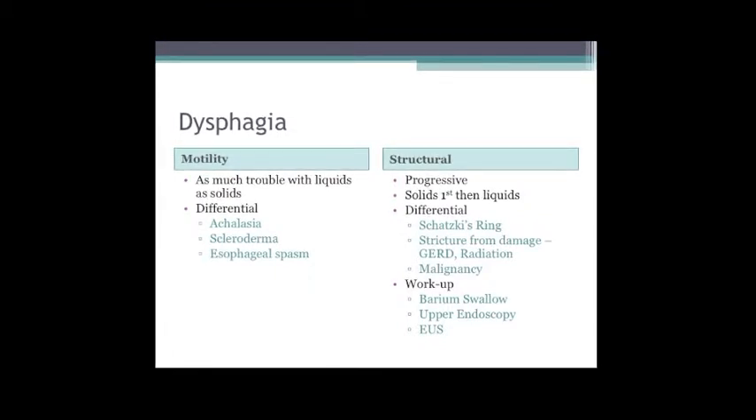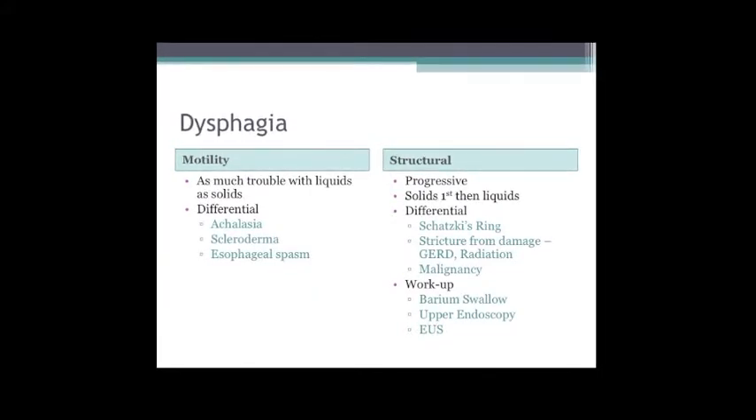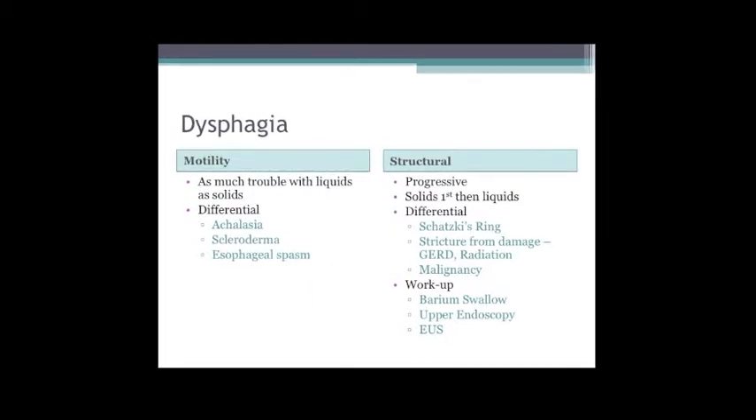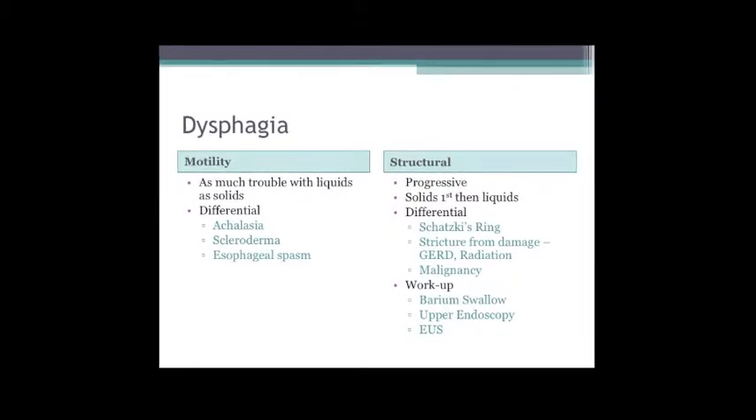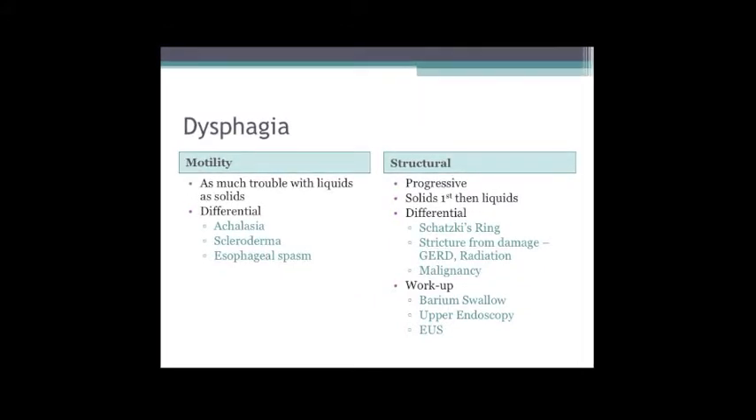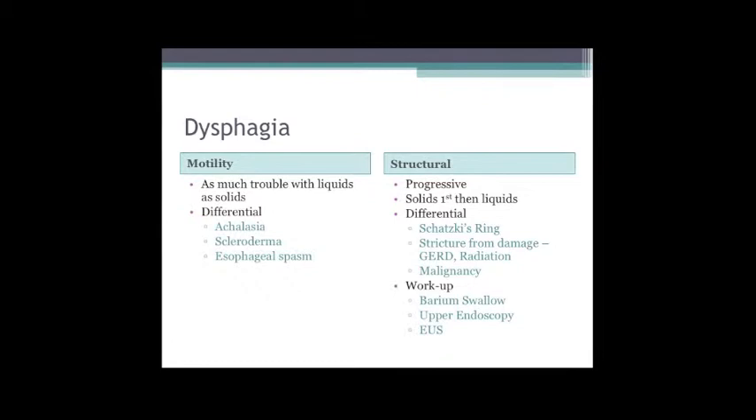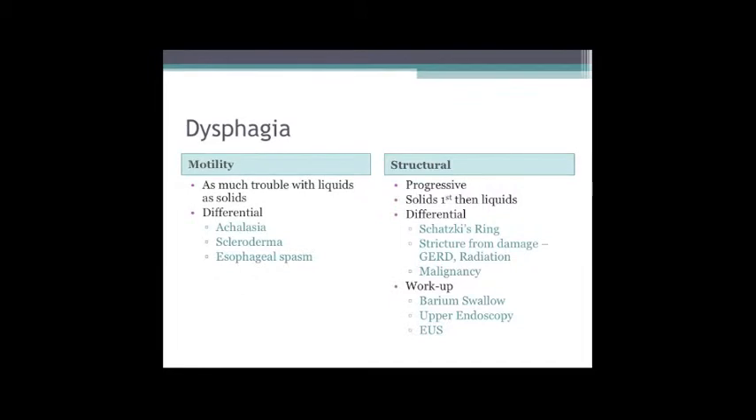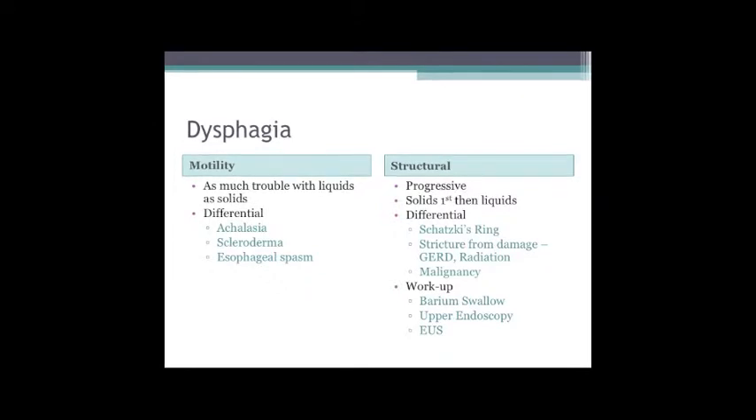As it gets smaller and smaller, you'll initially have trouble with larger solids and then progressively have trouble with liquids, as well as with malignancy. For workup of the structural disorders, barium swallow is useful, but an upper endoscopy will allow you both diagnosis, a biopsy, and treatment with dilation. So if endoscopy and barium swallow are both in your choices on a workup, you would choose the endoscopy because you're going to get a little bit more information, but either one would be appropriate. Endoscopic ultrasound is most helpful in cases of malignancy, basically looking for spread into the chest.